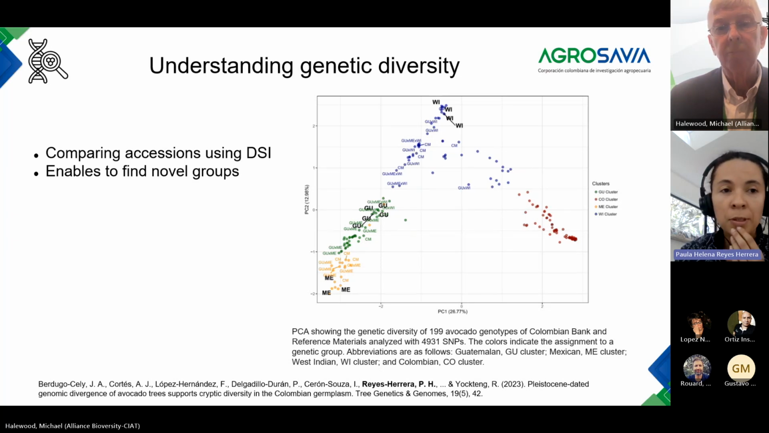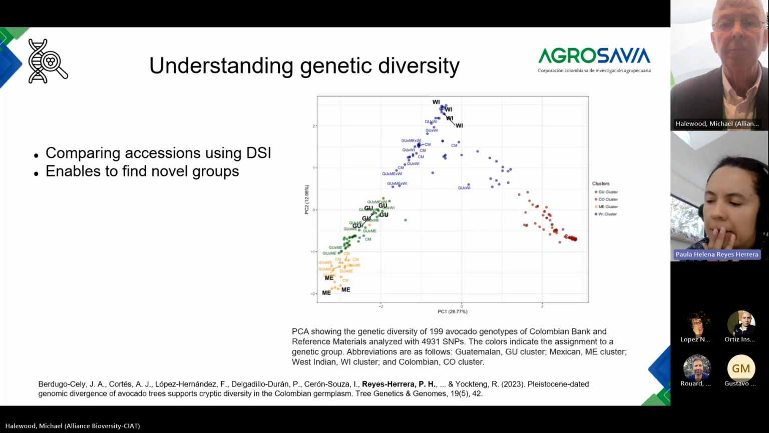This helped us because the DSI had reference material for the known races. So this helped us to classify our material into these three races, but we were also able to find a novel group. This red group was composed only of materials from Colombia. So this is important for us.